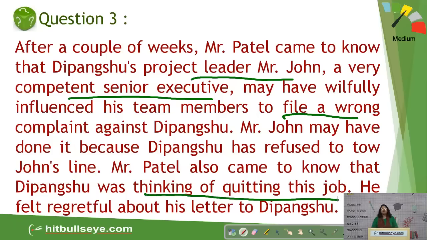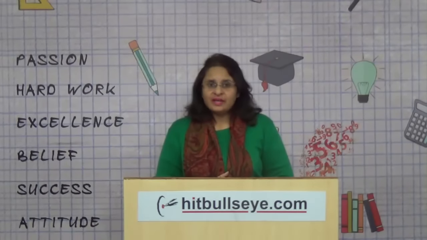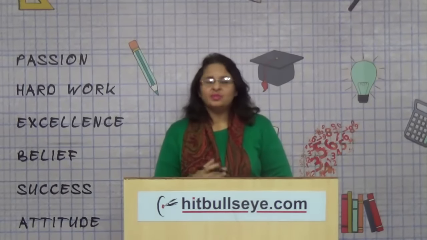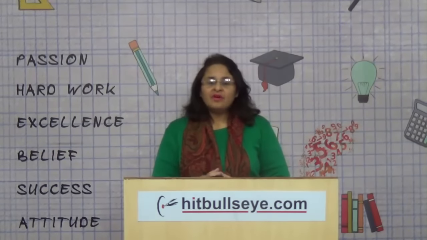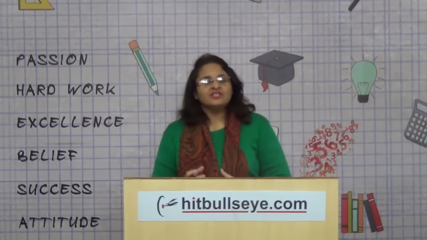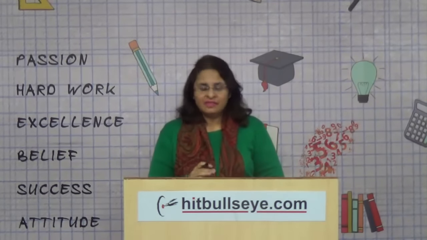He felt regretful about his letter to Dipanshu. He wanted to resolve the complicated situation. He was contemplating the following 5 actions in his mind. So the important issues here are that Mr. John has to be told to mend his ways or change his tactics. Second, very importantly, that he has to make sure that Dipanshu doesn't leave the job. And third, he has to resolve this conflict, resolve this situation.